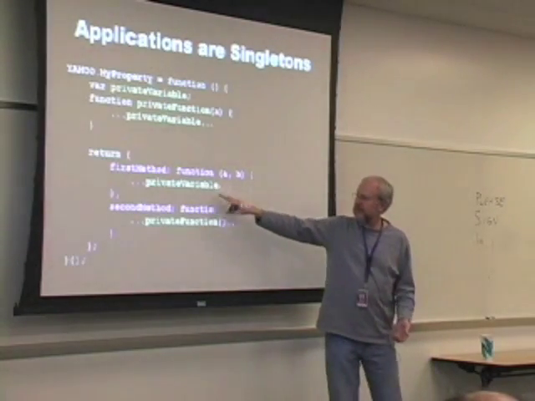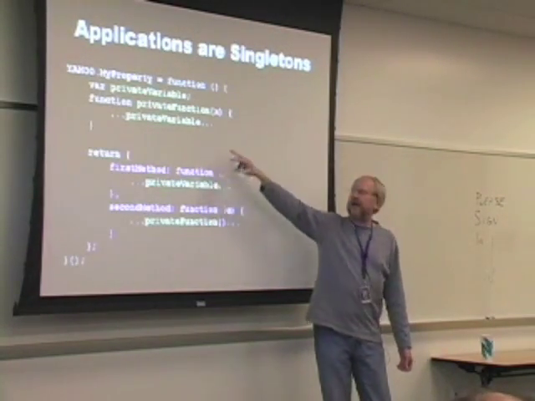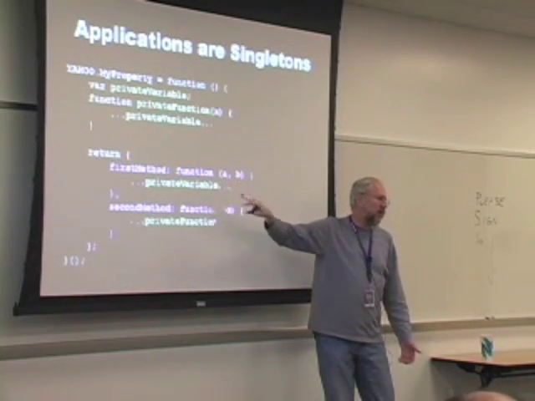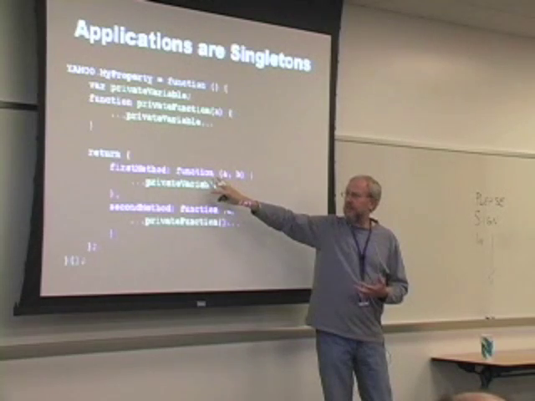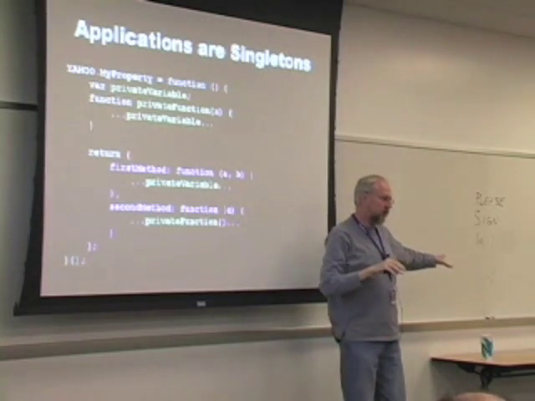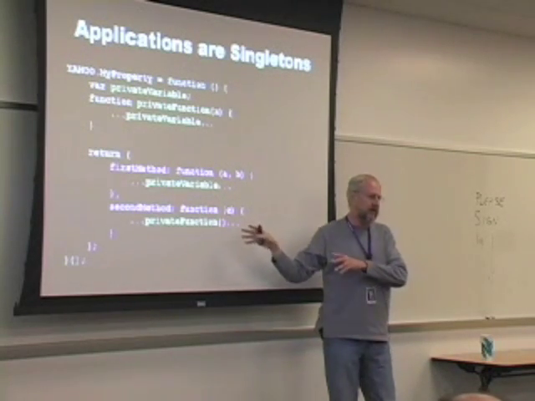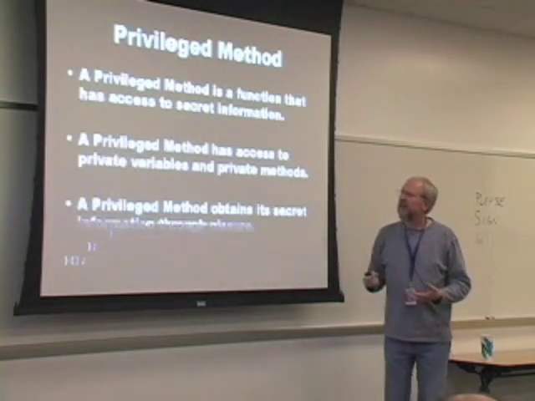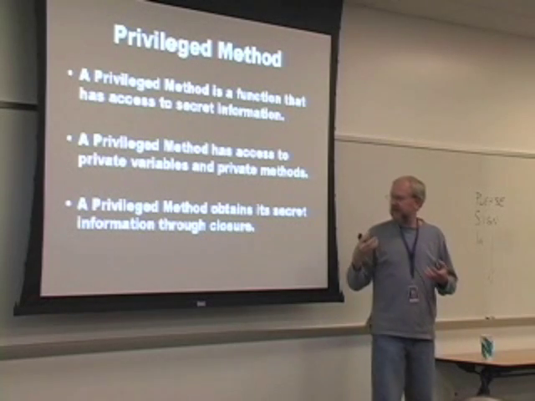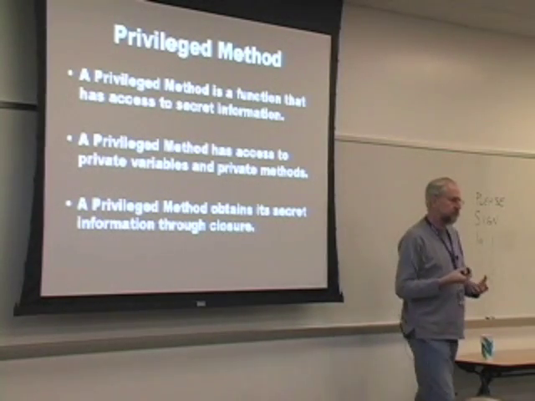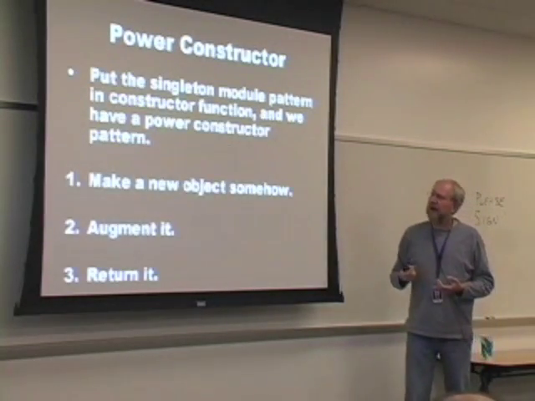Now these methods here do not use this to access the private stuff. They've got direct binding to that stuff. So it's a different kind of pattern. You could not pull these out and put them in another object and have them work the way they did before because they're not using this to provide the binding. So I call these privileged methods. These are methods, or these are functions that have access to secret information. They're not using this to access public information. They have access to private variables, private members, and privileged methods obtain their secret information through closure.